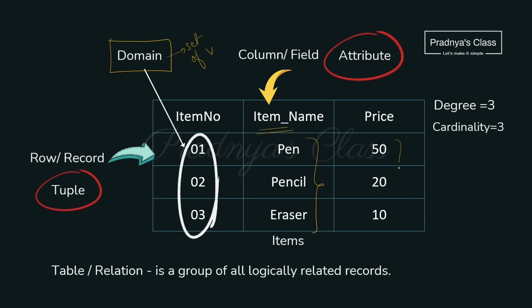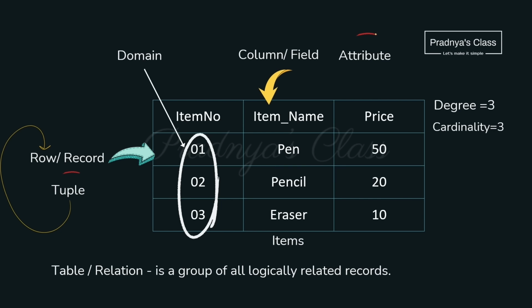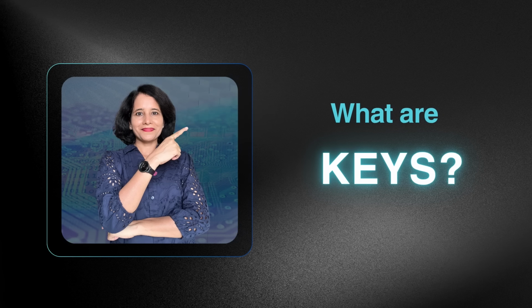In the same way, for price we will have float or integer. If we consider item number, we will have integer, or if you want to allow string values like this, that is also fine. In this way, we studied what is tuple, what is attribute, what is domain, degree and cardinality. Keep these 5 terms in mind.